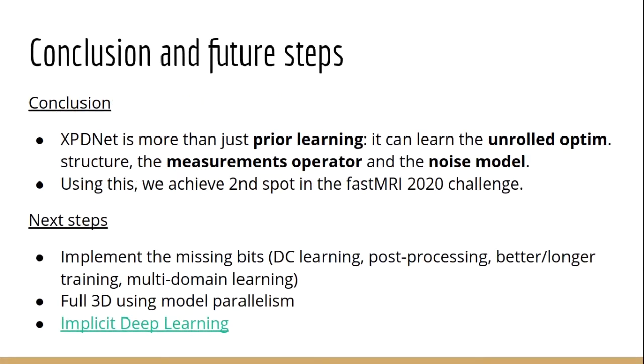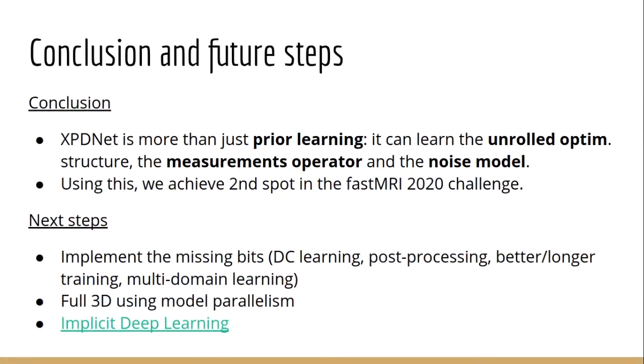And so now I'm going to conclude and talk a bit about the future steps for me. So I really wanted to highlight that the XPDNet is more than just learning the prior, learning the proximity operator of the prior, which is often what is thought of the unrolled networks. It can also learn the unrolled optimization structure. It can learn to refine the measurements operator, and you can learn the noise model.